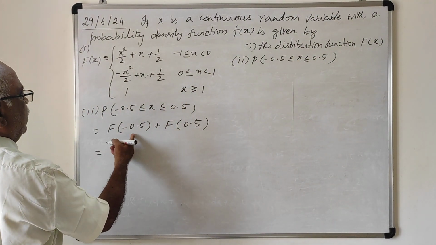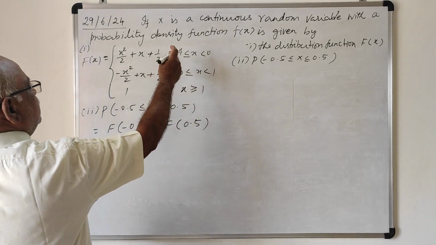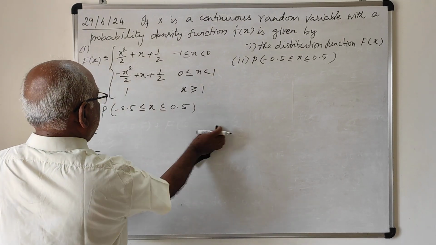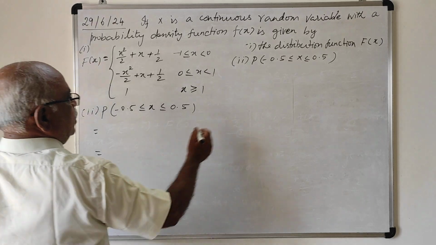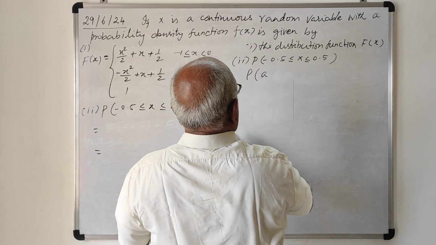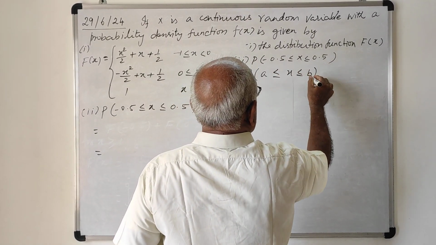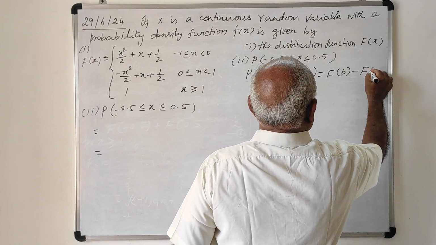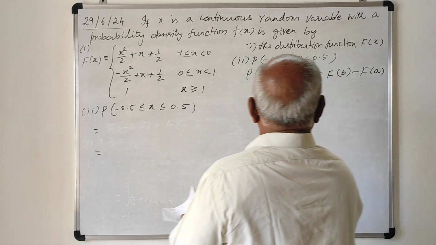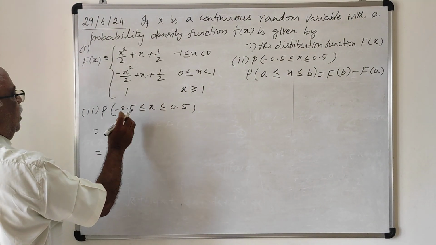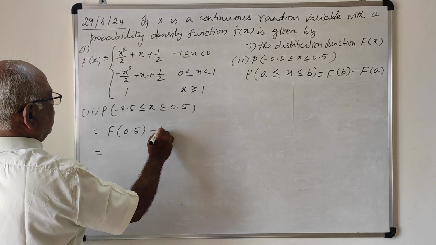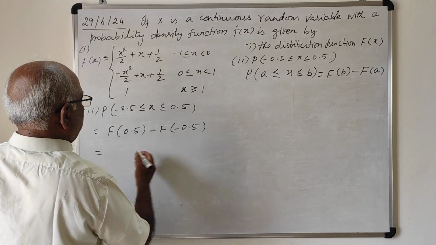You know that the probability of a less than or equal to x less than or equal to b is F of b minus F of a. So the probability of minus 0.5 less than or equal to x less than or equal to 0.5 is capital F of 0.5 minus capital F of minus 0.5.